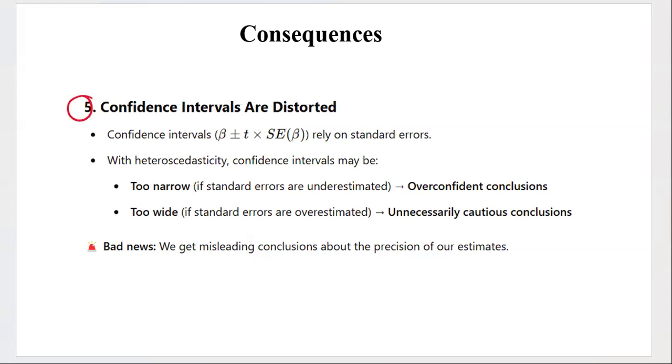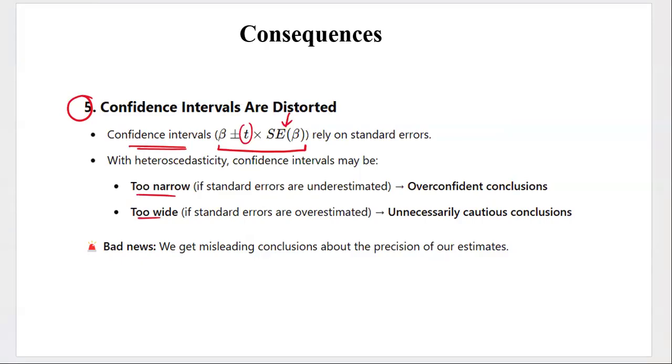Now also the confidence interval. The confidence interval will be misleading, because as I have derived, the confidence interval of beta and the confidence interval of alpha also depend on the standard error. So if the standard error and the T statistic are not proper, then the confidence interval will be either too wide or too narrow.